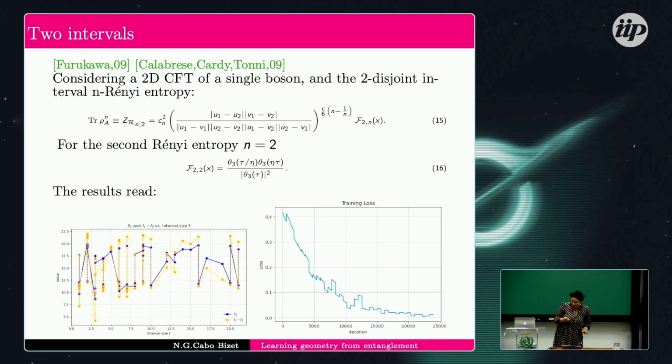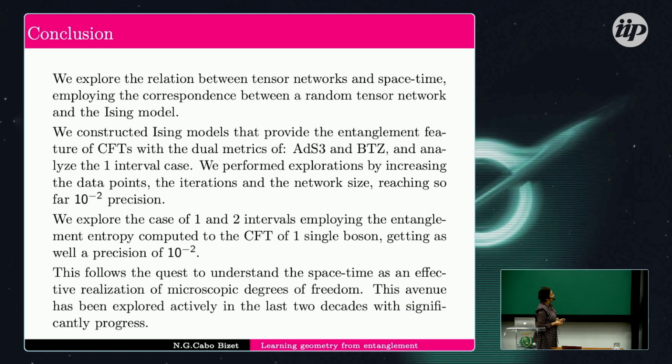So, okay, I think I'm almost finishing. It was an exploration of tensor networks employing this correspondence with the Ising model. So far we explored the CFTs dual to AdS3 and BTZ, and the precision is 10 to the minus 2. We also explored cases with one and two intervals with the same precision.